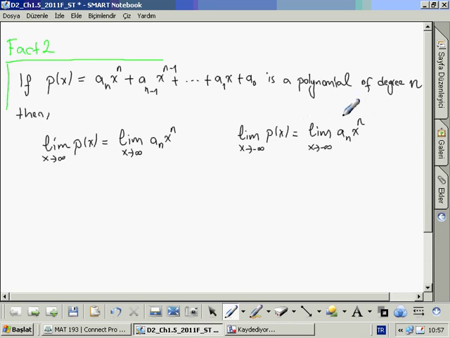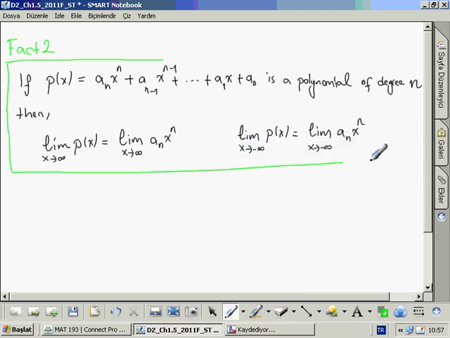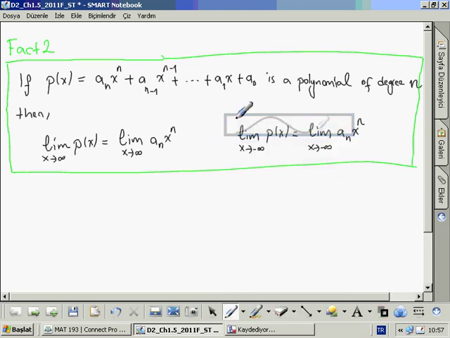And what this fact is really saying is that when we go to take a limit at infinity for a polynomial, then all we need to really do is look at the term with the largest power and ask what that term is doing in the limit, since the polynomial will have the same behavior, okay? And let me give an example.